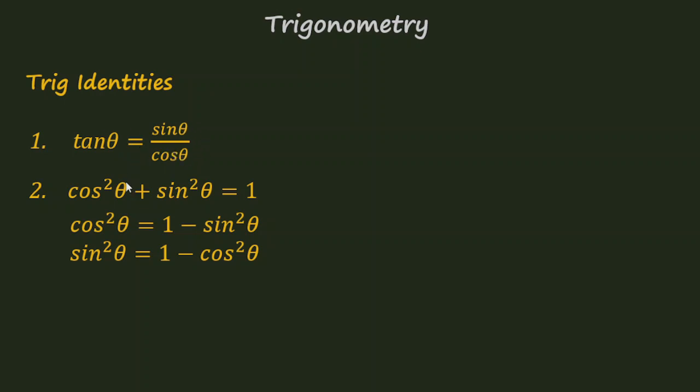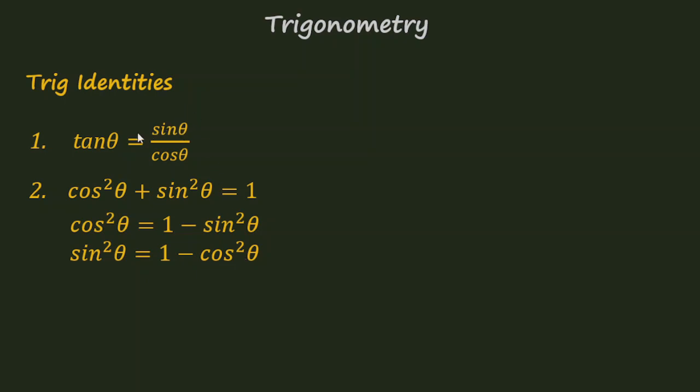The square identity says cos squared theta plus sine squared theta is always equal to 1. We can also write this square identity by taking the sine squared theta to the other side of the equation in this format. We'll have cos squared theta equals 1 minus sine squared theta. Sine squared theta as well can be written as 1 minus cos squared theta.